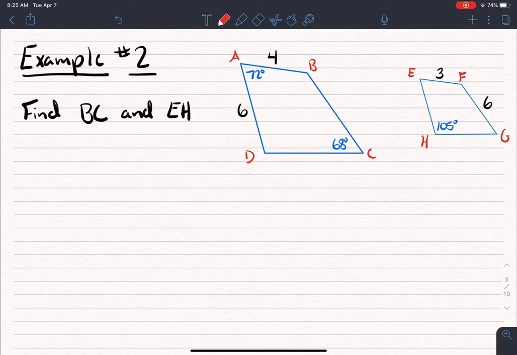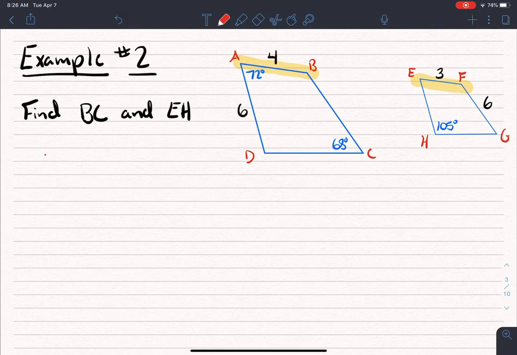All of that work yesterday was not for nothing. That was to help us get really good at that idea of cross-multiplying and solve. And so that's what we're doing here. So what I need to do is say, well, let's see, 4 right here, the length of AB, is a side I know. And right here, 3, EF, is another side I know. Those two sides correspond to each other. So that's how I can start my proportion.